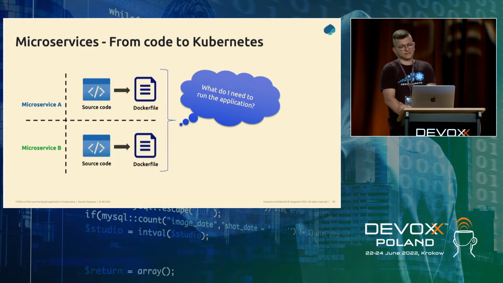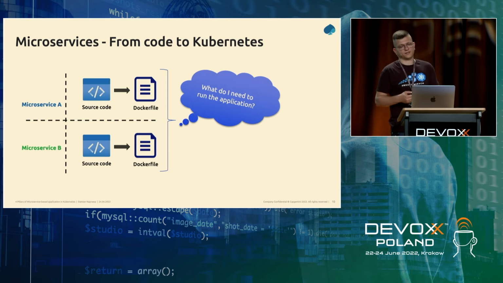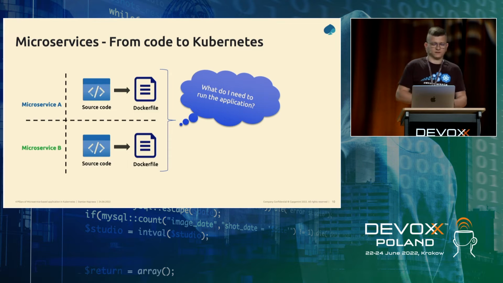So the next step on the road from source code to Kubernetes is preparing the Dockerfiles. A Dockerfile is a kind of text file where we define how to package our application and what we need to run that application: what dependencies, what libraries, and anything else that our application requires to run correctly. Everything should be included in the Dockerfile, yeah?